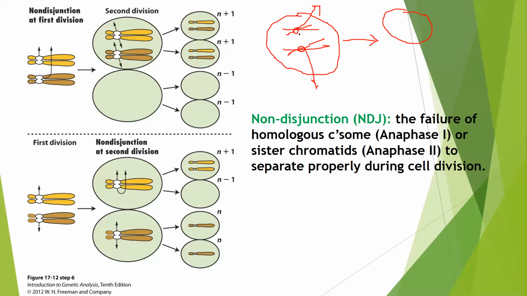So the spindle thread will pull these two homologous chromosomes apart. So what's the product here? If everything is normal, you're going to see one chromosome in one daughter cell, and the other homologous chromosome in another daughter cell, right?